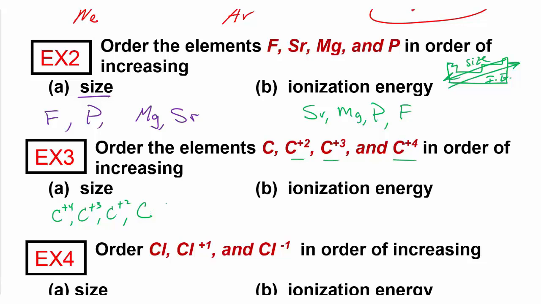Again, ionization energy has the opposite trend of size, so let's just flip our order around, and we'll have increasing ionization energy. Carbon, carbon plus 2, carbon plus 3, and carbon plus 4. And it makes sense because the highest ionization energy is the one that's the most positive. It's going to take a lot of energy to pull an electron, which is negative, away from something that has a positive 4 charge.